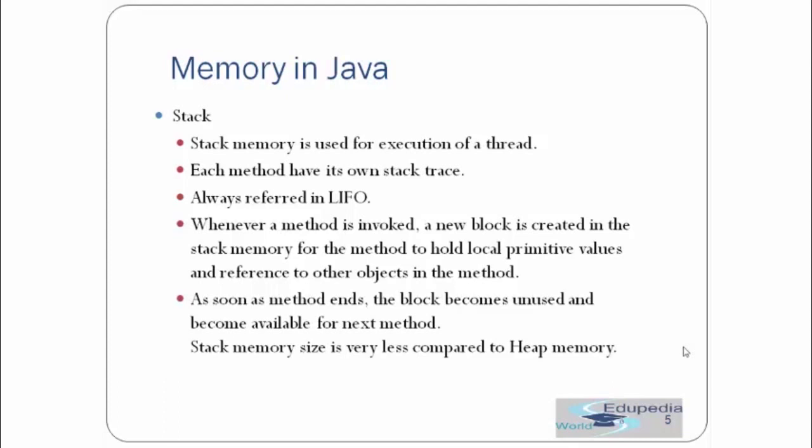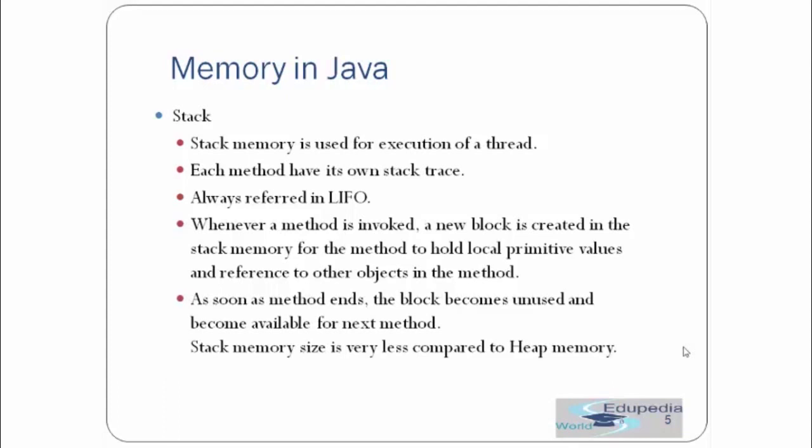Now whenever a method is invoked, a new block is created in stack memory for the method to hold local primitive values and references to other objects in the method. So that new block can hold local primitive types and references to other objects, whereas all the objects are created in heap. Your stack will only contain local primitive values and references, and also the methods which have been called. These are the things that stack memory can contain.